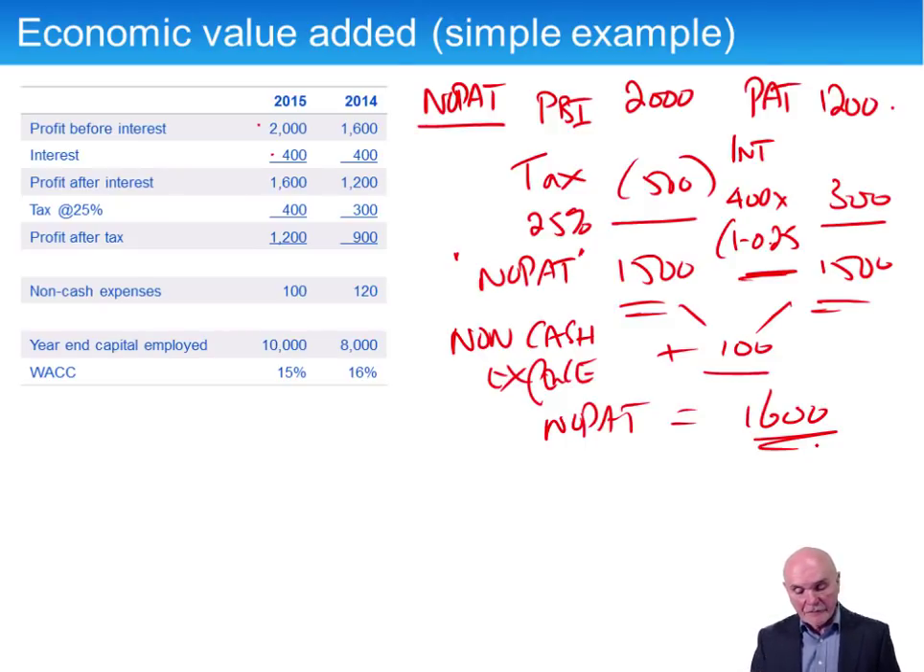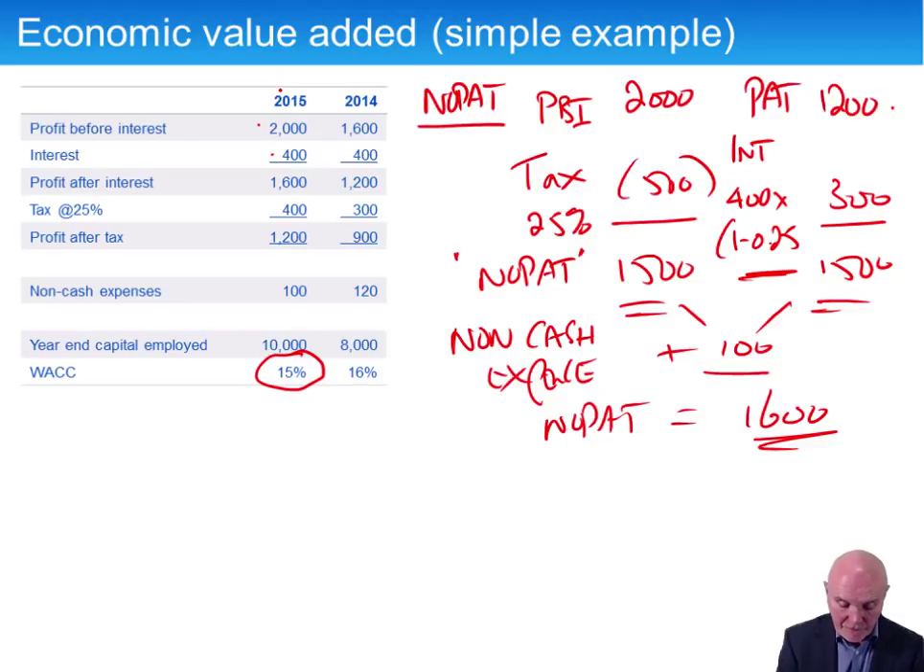Okay, so that's, if you like, the NOPAT figure. What we have to find now is the opening capital employed and apply to that the weighted average cost of capital. Okay, so let's think about what the opening capital employed would be, should be at 2015. So capital employed at start of 2015.